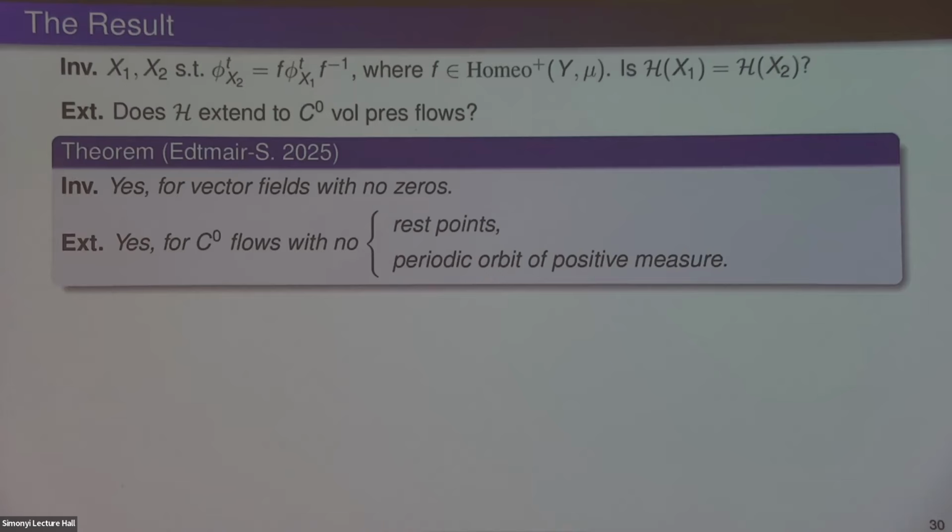As for this no periodic orbit of positive measure, the reason for this assumption is as follows. The C0 world is quite wide. There exist volume-preserving flows on the 3-sphere with a periodic orbit that takes up 99% of the volume. This sort of pathological situation you want to avoid, and we do so with that hypothesis.